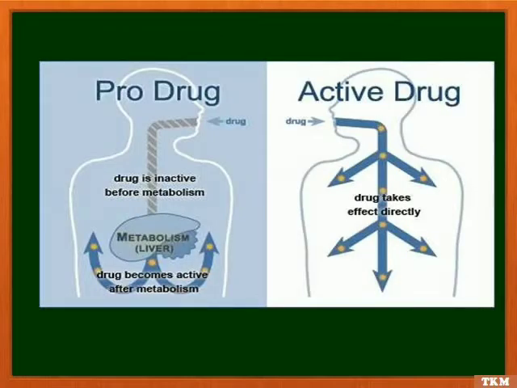Now for that we need to understand the difference between prodrug and active drug. A prodrug is inactive before metabolism. As soon as it reaches the liver, it becomes active, that is, it becomes active after metabolism. Whereas on the other hand, an active drug, the moment it reaches inside the body, gets activated and starts showing its effect. So a prodrug doesn't show its effect unless and until it becomes active, whereas the active drug, the moment it reaches inside the human body, starts showing its effect.